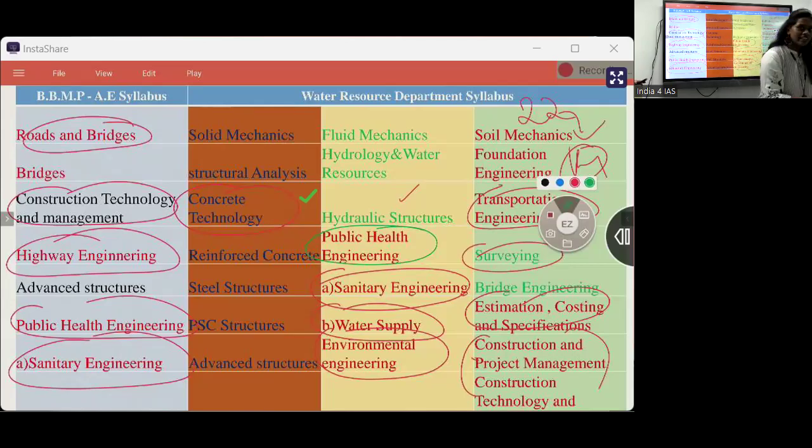Similarly, next time they may ask: permanent hardness is removed by. Here they asked about temporary hardness, so find out what permanent hardness is removed by and come to tomorrow's class.